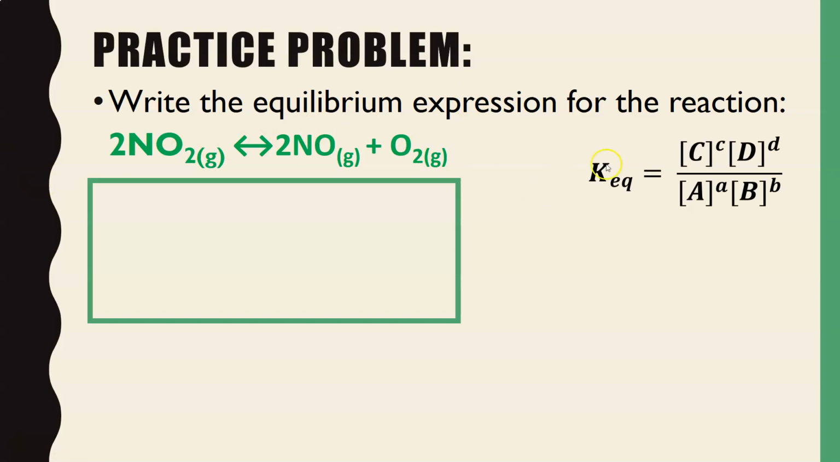Remember, you're going to put your reactants on the bottom, inside square brackets. The exponents are going to be the coefficients that you see. Your products go on the top, inside square brackets, and the exponents are the coefficients. So pause the video and try to write out that equilibrium expression, that law of mass action.